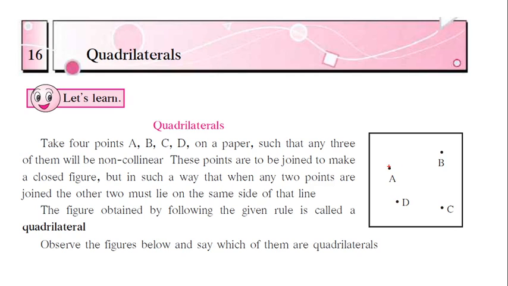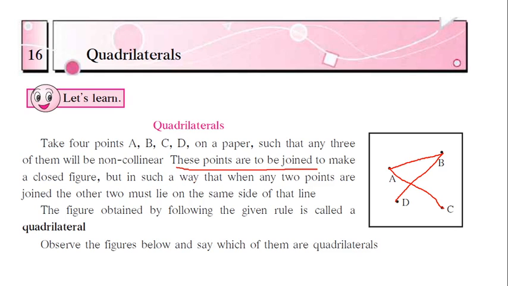Instead, if you join it like this and like this, that will not be a quadrilateral. Why? Because this one side remains open.